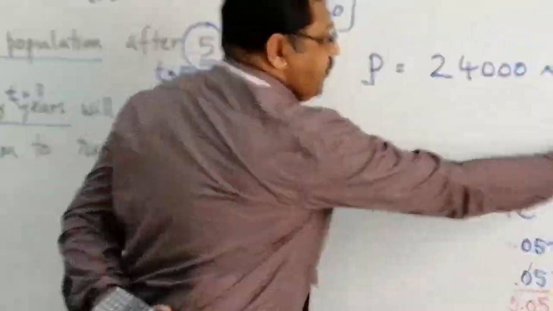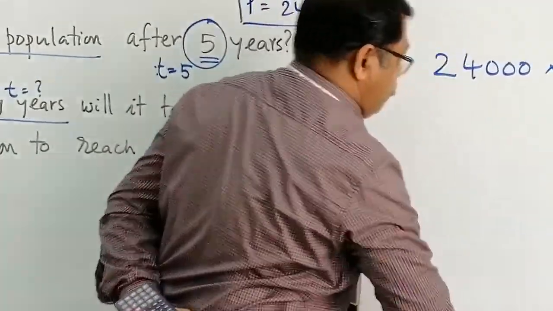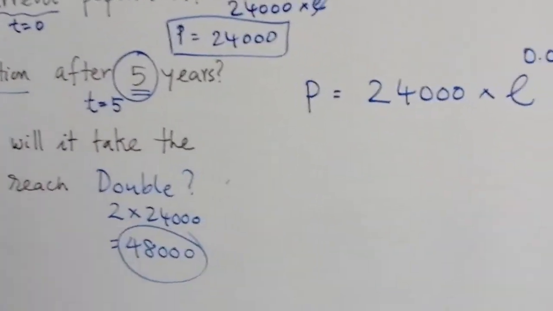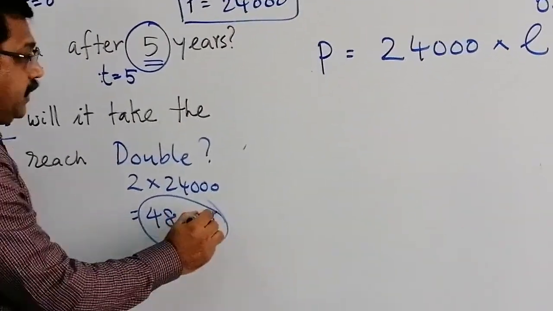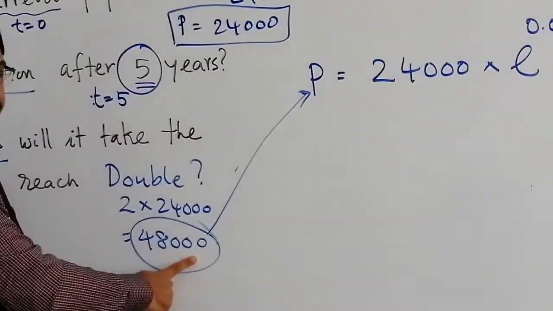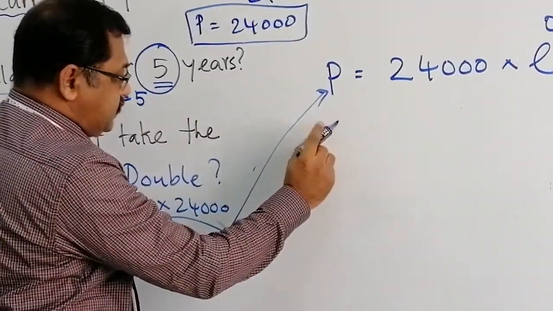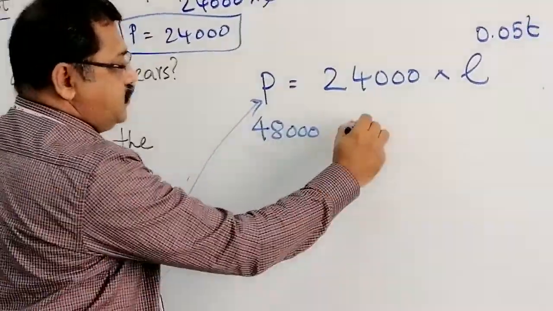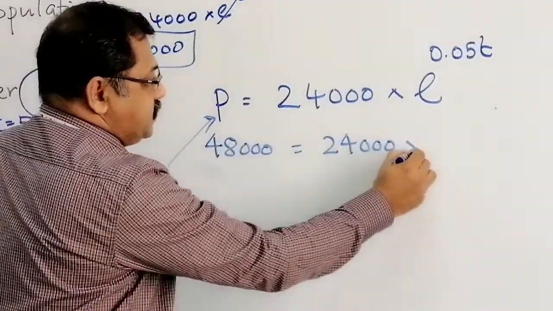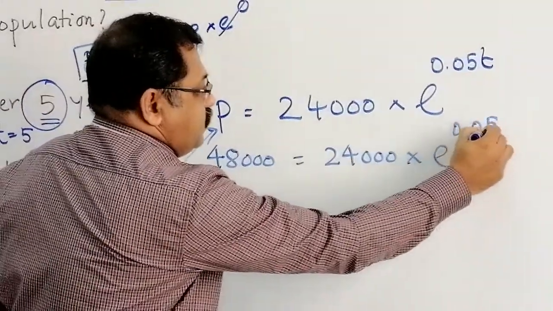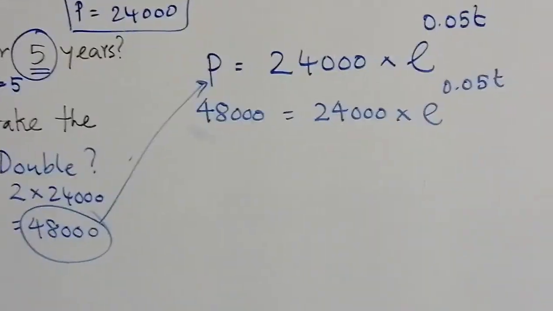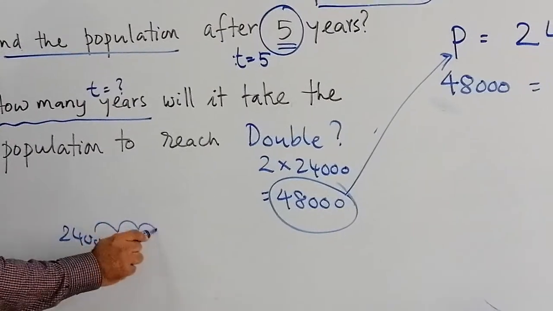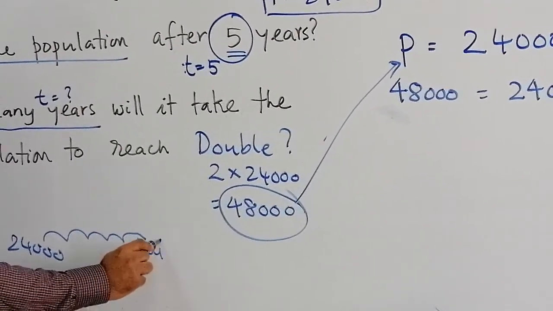Similar question, instead of the value of p, the last value will be 48,000. So in place of p we can write it as 48,000 equal to 24,000 multiplied by e raised to 0.05 t. Here again, it starts from 24,000 and after how many years does it become double.